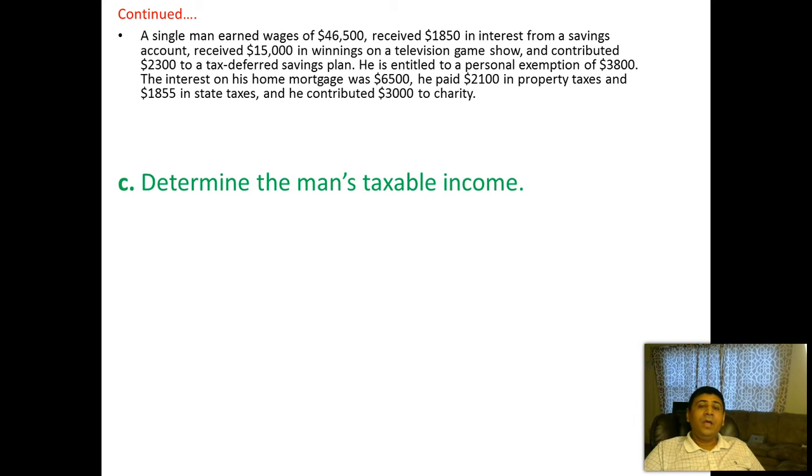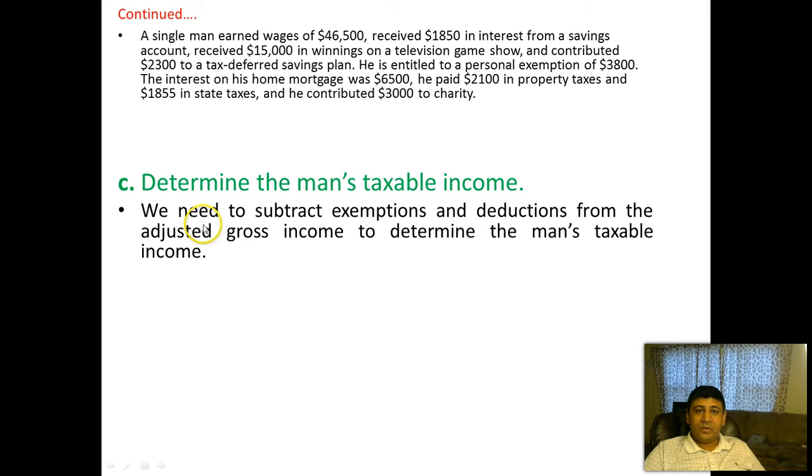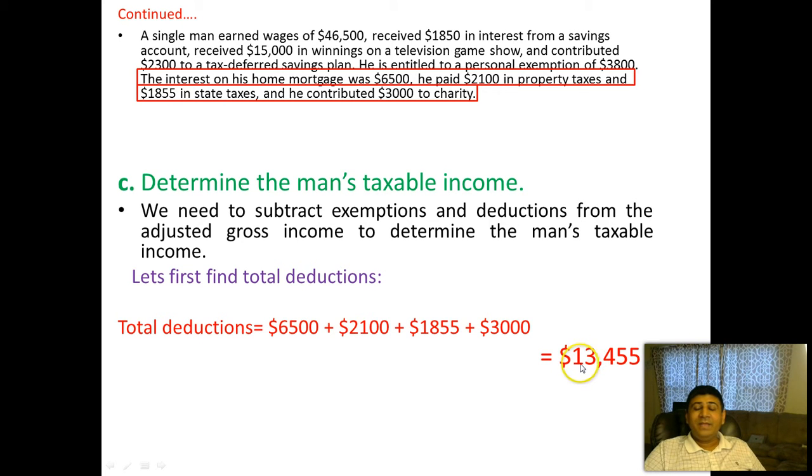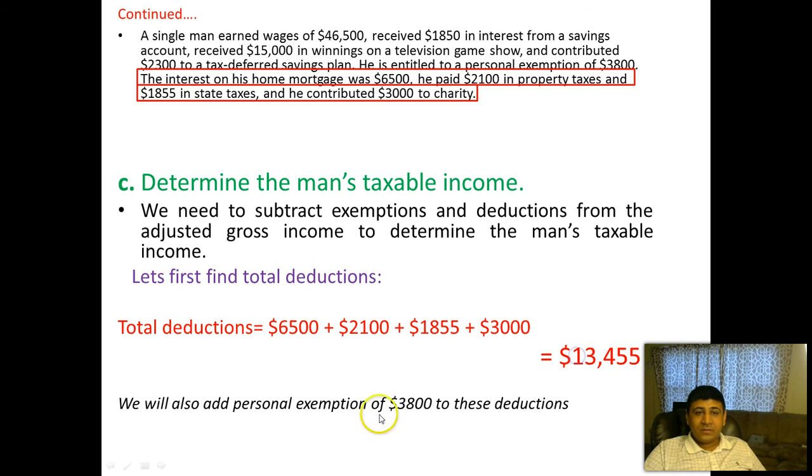Okay, now let's move on to what is his taxable income. Taxable income, again, to remind you, we need to subtract exemptions and deductions from the adjusted gross income to find the man's taxable income. The exemption is this one here, this personal exemption at $3,800, and all of these are deductions here. So let's first find the total deductions. Everything given here and here, add them up and it comes out to be $13,455.